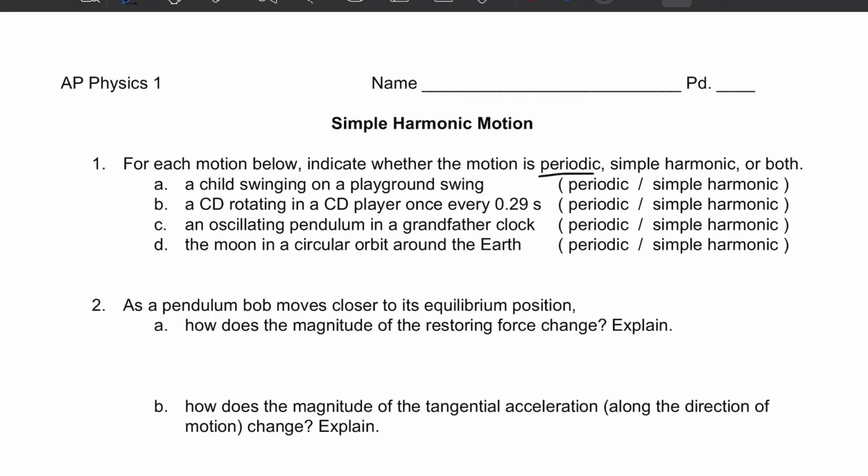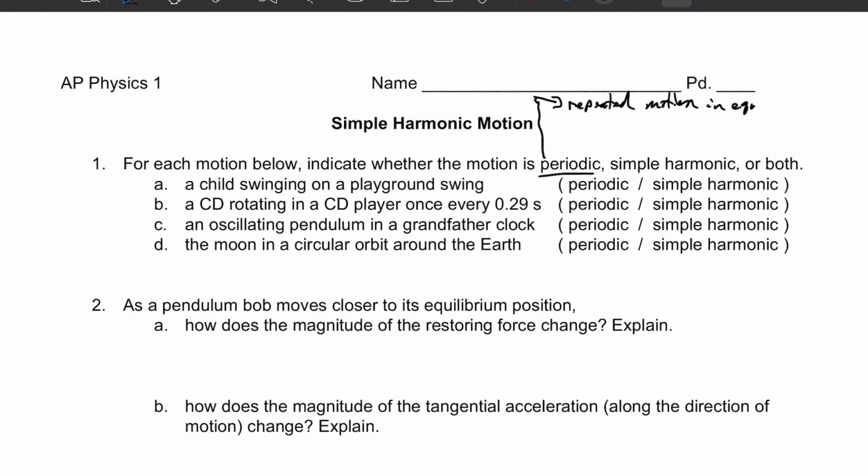Let's get started with simple harmonic motion. For each motion below, indicate whether the motion is periodic, simple harmonic, or both. As we're looking at this, let's be aware that if an object or a system has periodic motion, that does not mean that it's simple harmonic. But if it's simple harmonic, it is periodic.